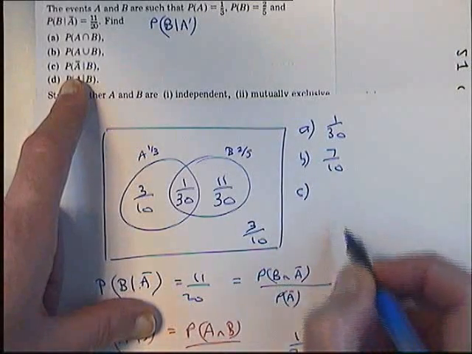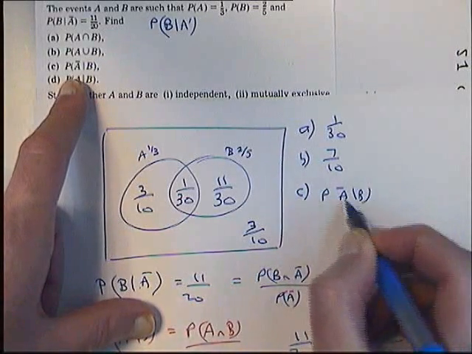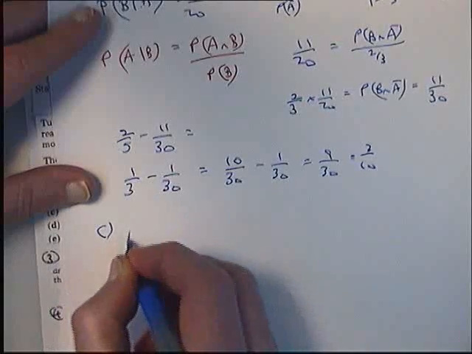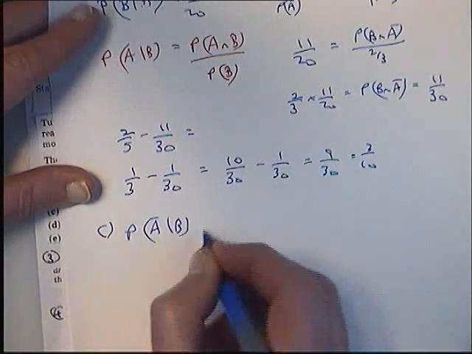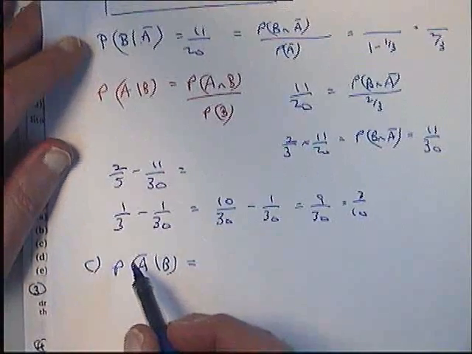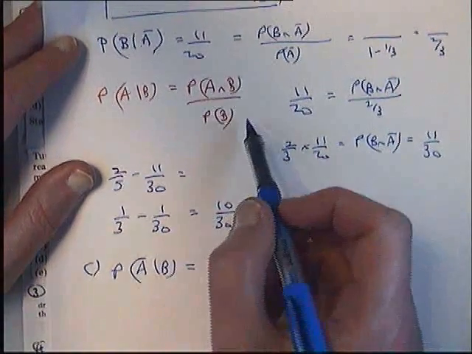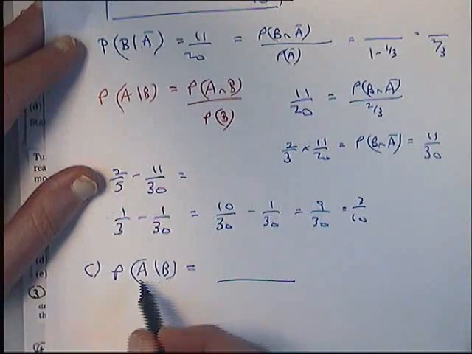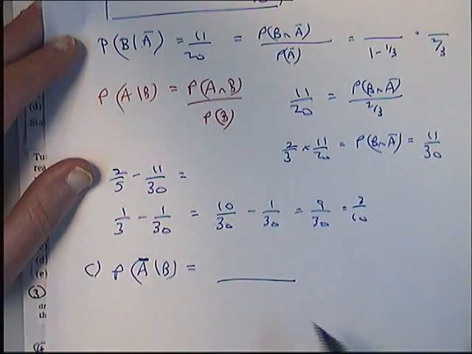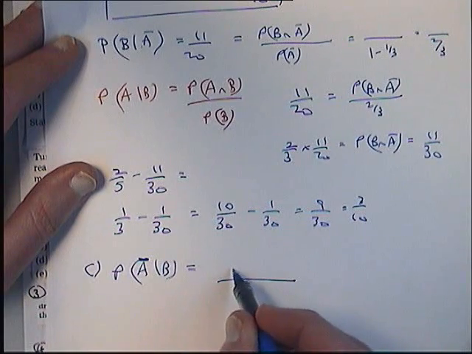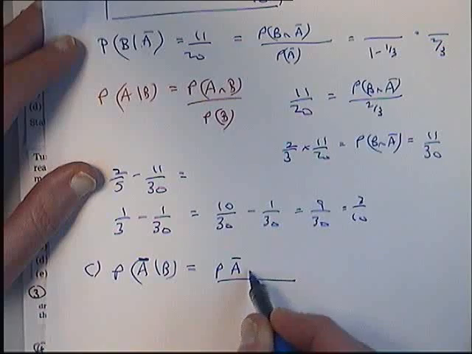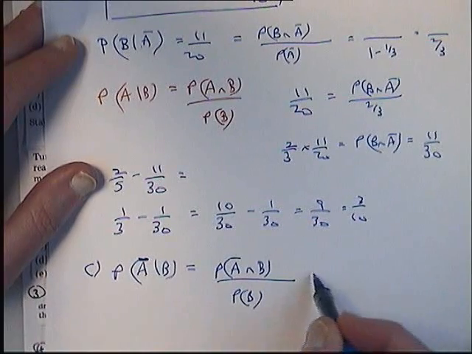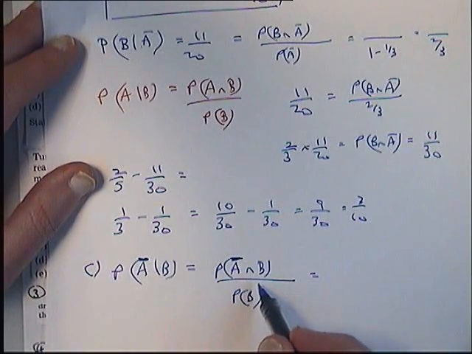Part C was the probability of not A given B. We need to do a bit more work for this one. I'm just going to move down the page. Last time we met a given probability, we changed it into the fractional formula. Alice, can you rewrite that for me, please? Not A and B over probability of B. Yeah, that's right.